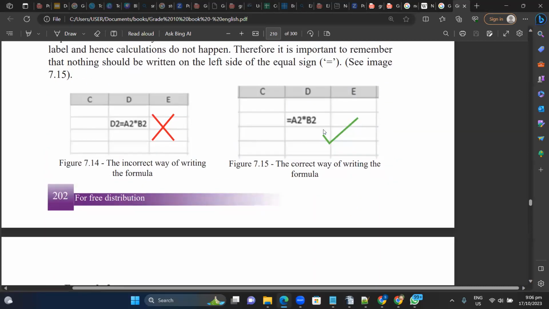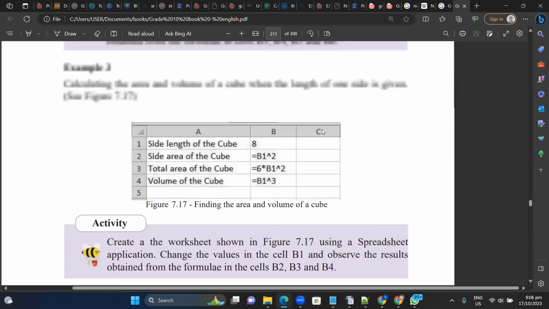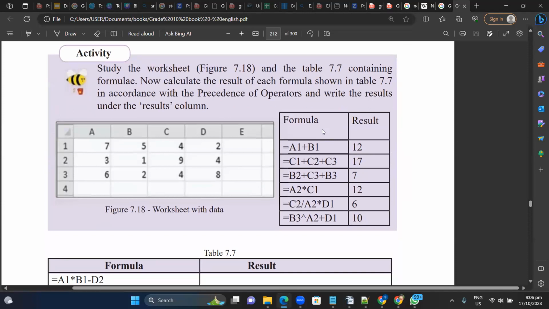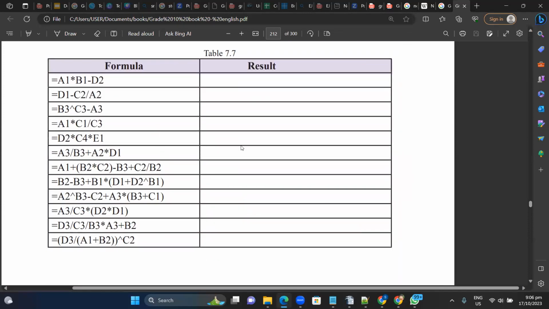And then we learned how to write a function and formula there. And also about the functions, we have learned different functions. These are formulas. These are formulas. You can calculate.